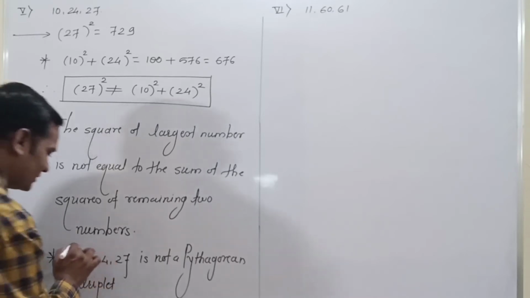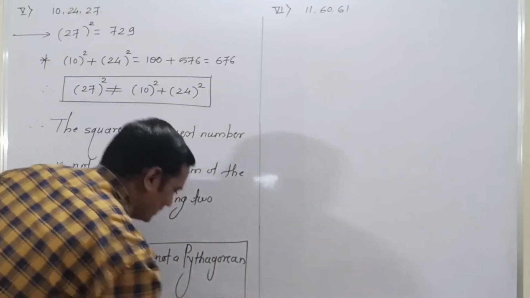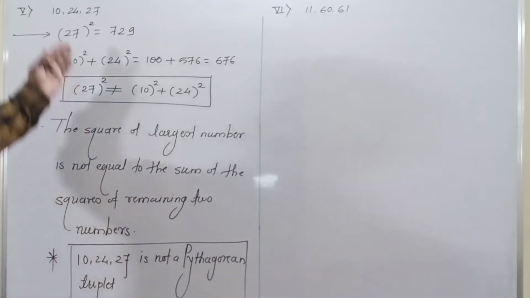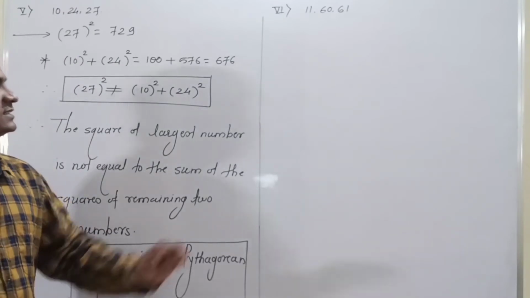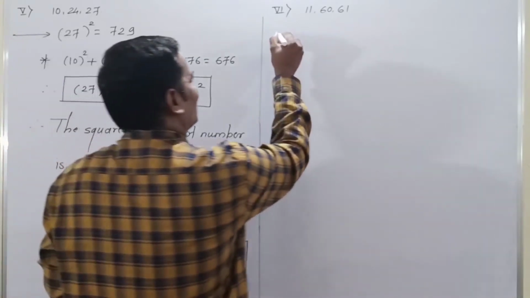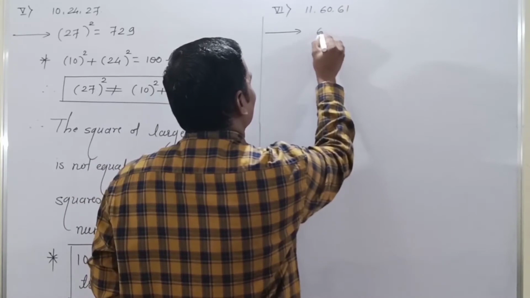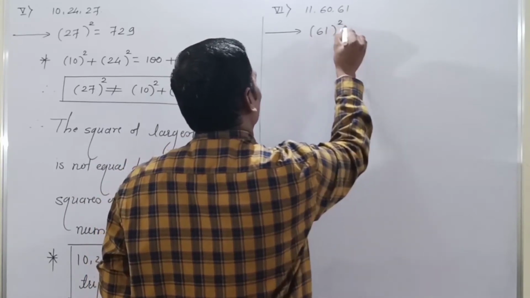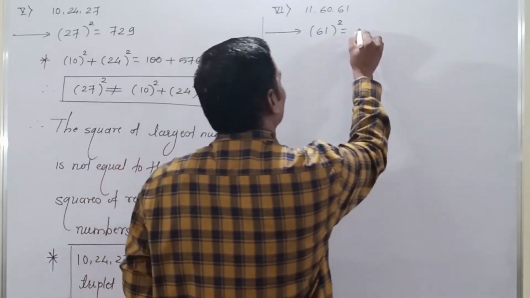How simple is this? Okay. So in this way, easily we can find out whether given three numbers are Pythagorean triplet or not. So let's check out with the last example. So here it is. Which is the largest number? So this will be 61 whole square. Okay.